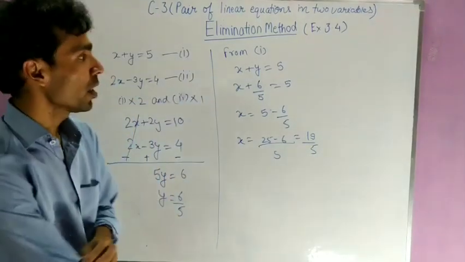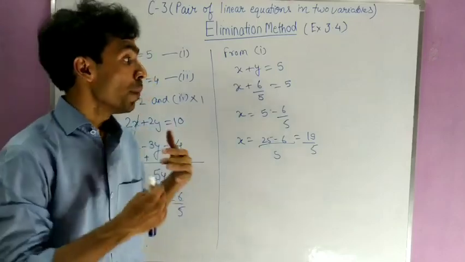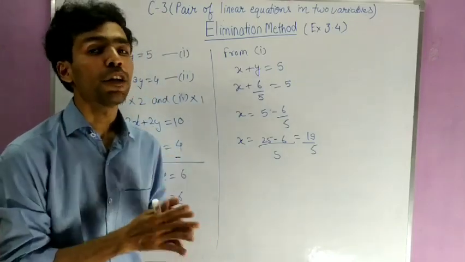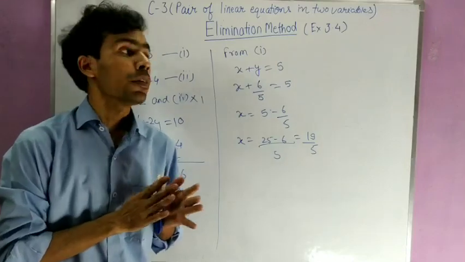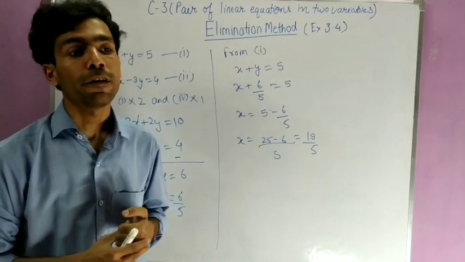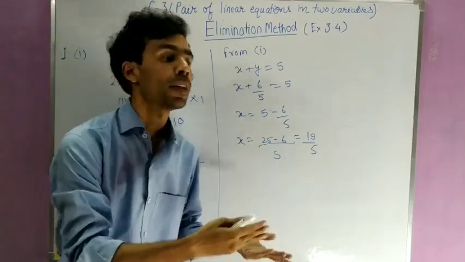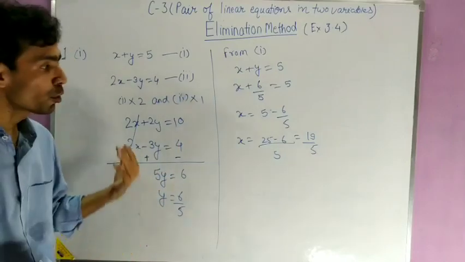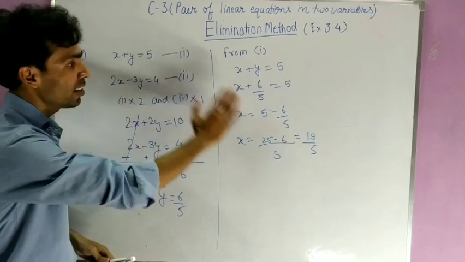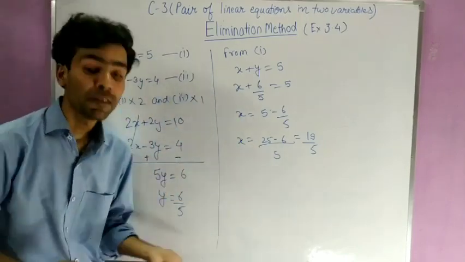So students, see, in this question we have eliminated x, but you can eliminate y also. For eliminating y, we will make the coefficient of y the same in both equations, and for making the same coefficient we will multiply by a suitable number. So this was solved by eliminating x. Now I am going to solve the same question by eliminating y.